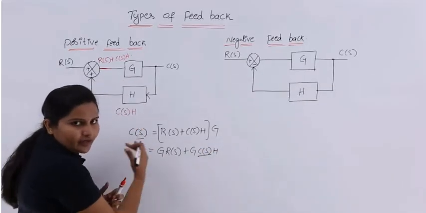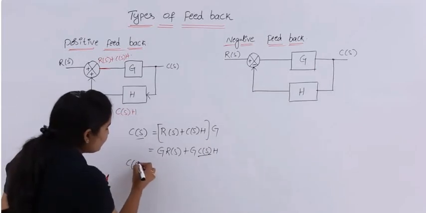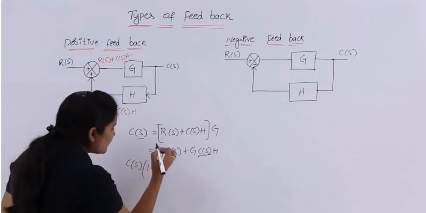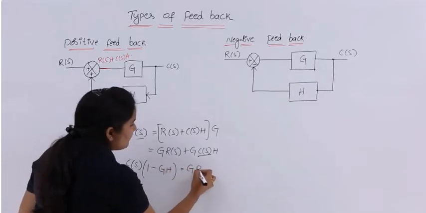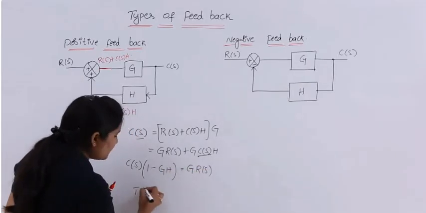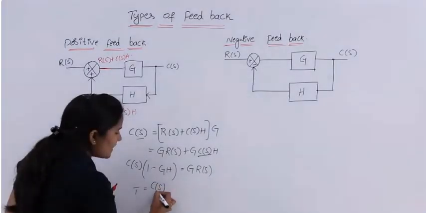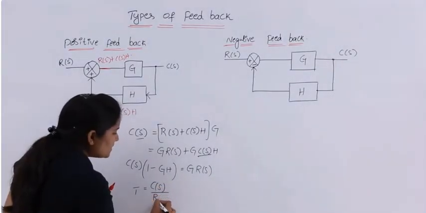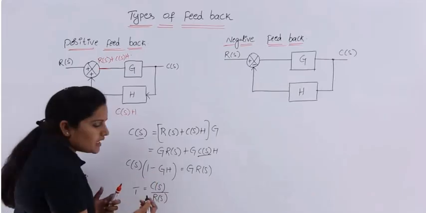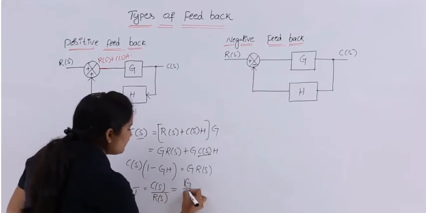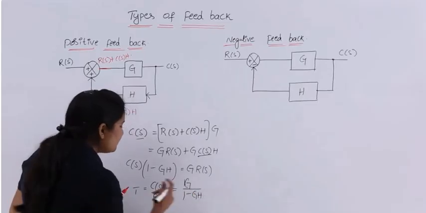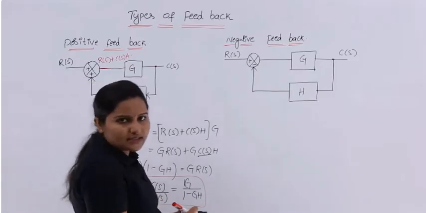We have C(S) here and here, so I am sending it from right to left and taking C(S) common. I get C(S) into (1 minus GH) is equivalent to G into R(S). As the transfer function is output transform by input transform, C(S) by R(S), this is equivalent to G by (1 minus GH). This is the transfer function of a positive feedback control system.